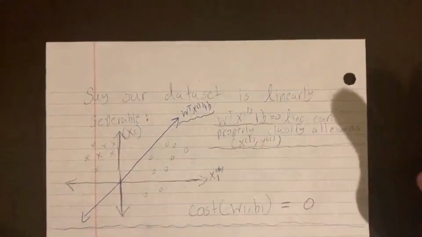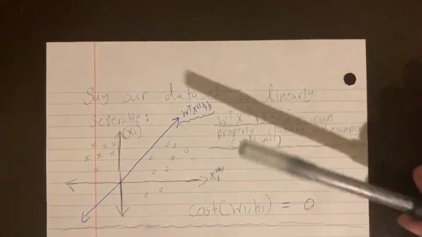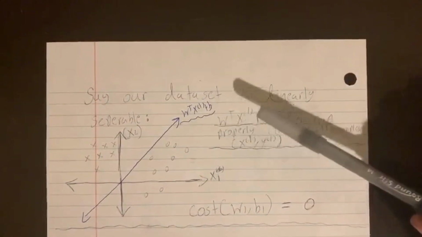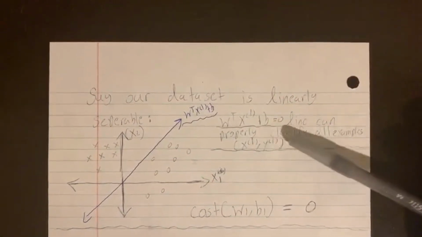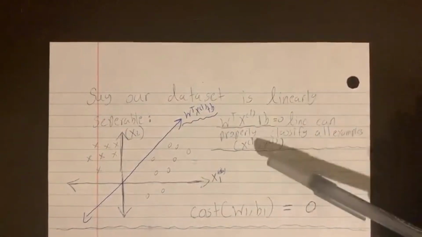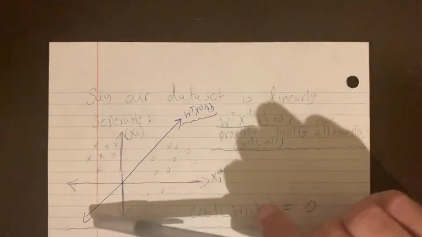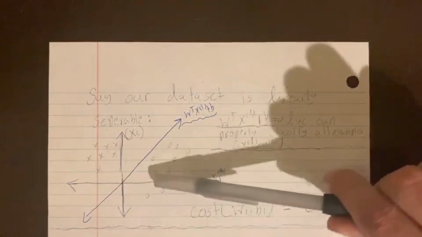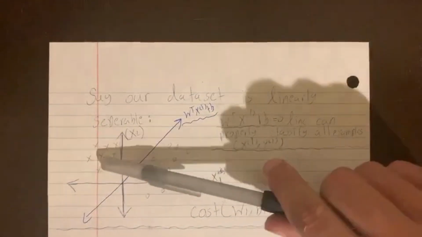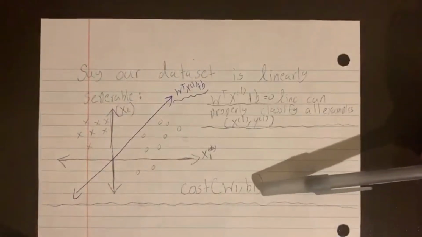Now, let's say our data set is linearly separable. By that, I mean that the W transpose x of i plus b equals 0 line, right, that divides the two classes, can properly classify all examples x of i comma y of i. So here you see the model W transpose x of i plus b equals 0, separating these two classes perfectly, no misclassifications. This means that our cost would equal 0, right?